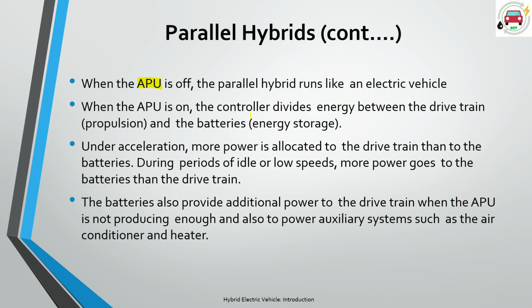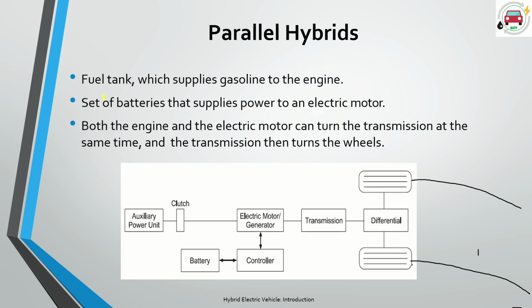Okay, so in hybrid vehicles, the auxiliary power unit we kept it off. Then the vehicle is going to run like an electric vehicle because once we disengage the clutch, as soon as we disengage this clutch, the power source will not work over here.